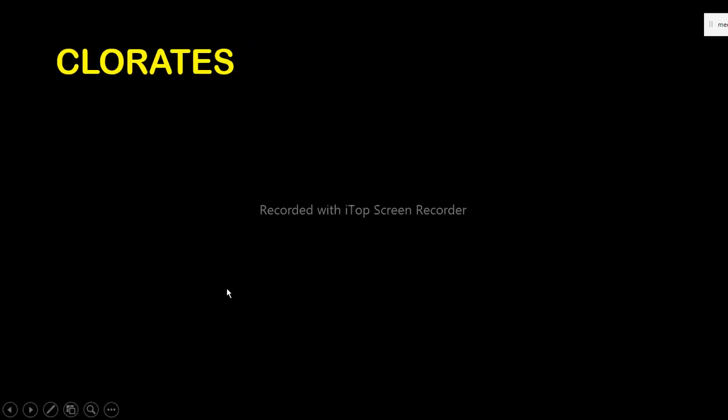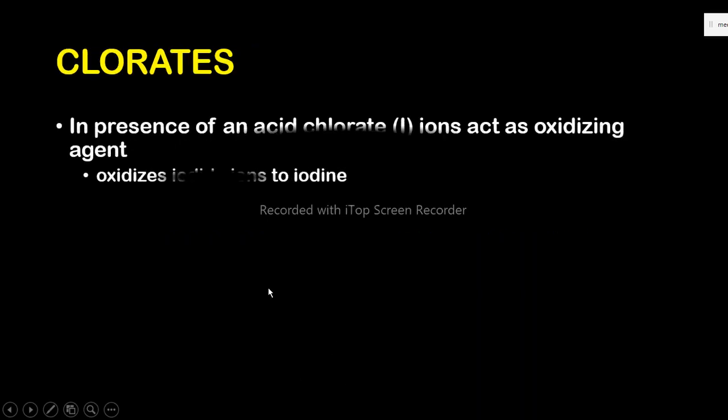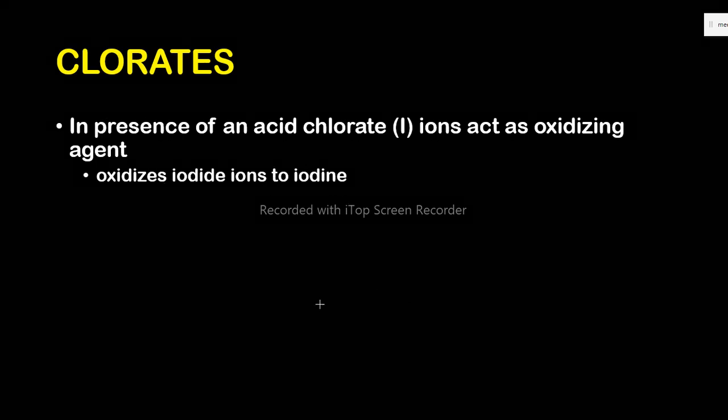Then for chlorates, they can be prepared by... so in presence of an acid, the chlorate ions can act as oxidizing agents, i.e. where they can oxidize iodide to iodine. Now there are a lot of equations that we are going to write. So you have the chlorate, okay, and this is aqueous.